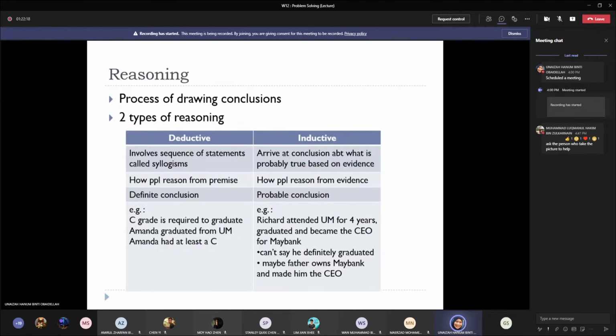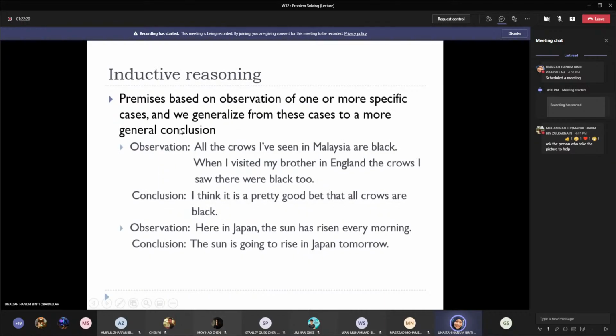So for inductive, we have a premise based on observation of one or a specific case. This is our observation, and this is our conclusion. All the crows I've seen here in Malaysia are black. When I visited my brother in England, the crows I saw were all black too. So I think it's a pretty good bet to say that crows are all black, because wherever you go, whether in Malaysia, England or India, you see this animal in this color.